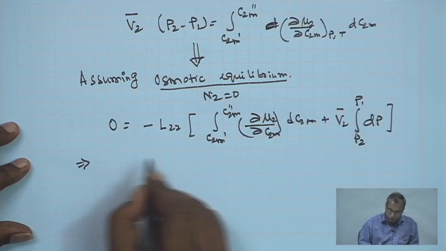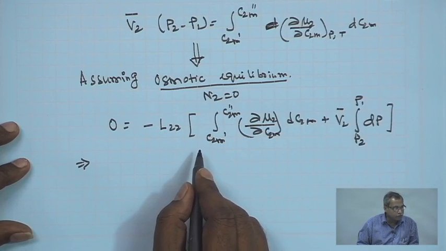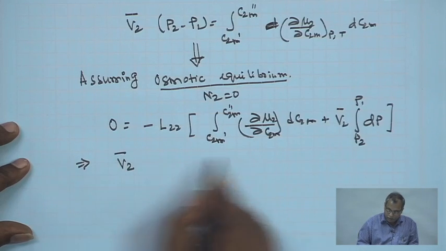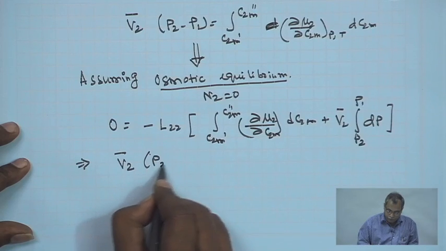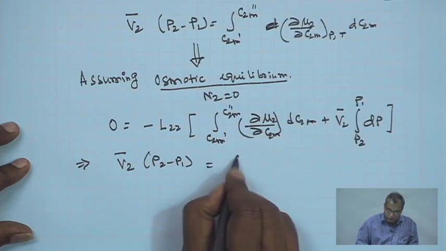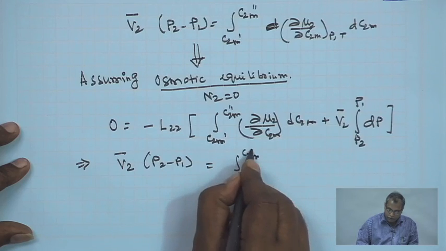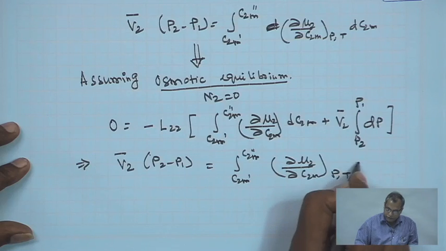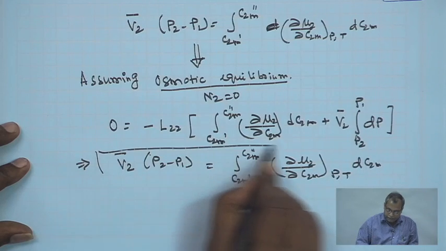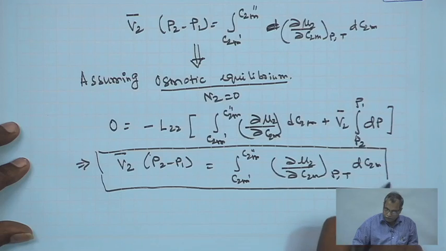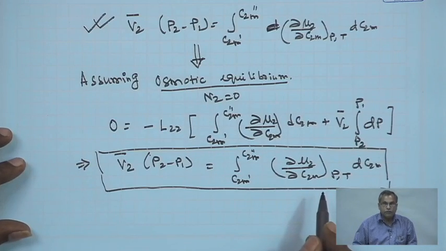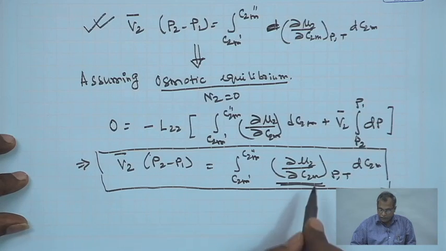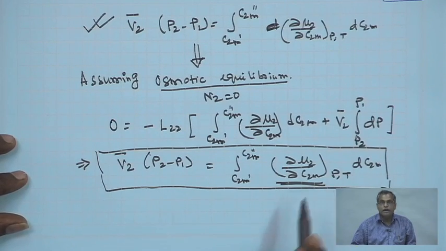Once you do that, we do a simplification, and we get this relationship that V2 bar, when you take it to the other side, P2 minus P1 is equal to the integral from C2m prime to C2m double prime of del mu 2 del C2m at constant pressure and temperature dC2m. So, we get this relationship, what exactly we have written here, assuming the osmotic equilibrium. In fact, this is the expression of del mu 2 del C2m at P and T dC2m at the osmotic equilibrium.